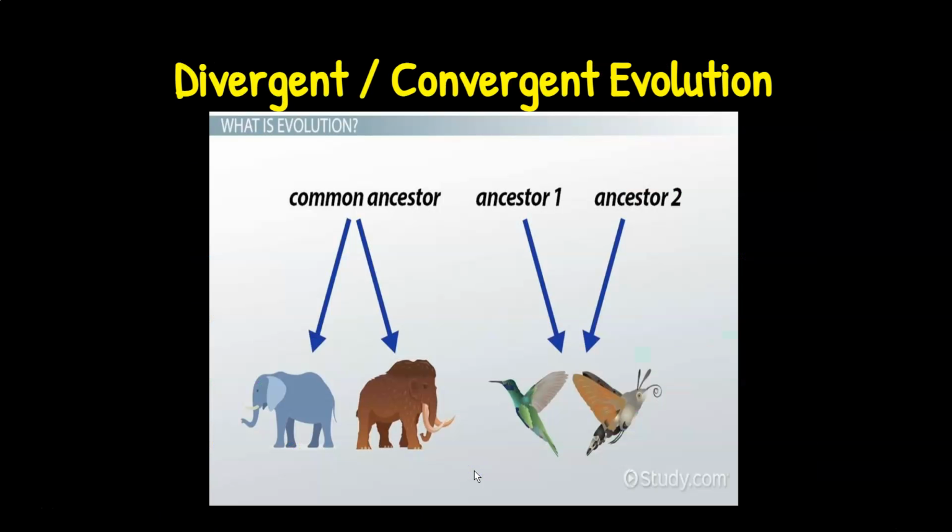Then we have what are called divergent and convergent evolution. So our common ancestor is here, and then we branched off from that common ancestor.